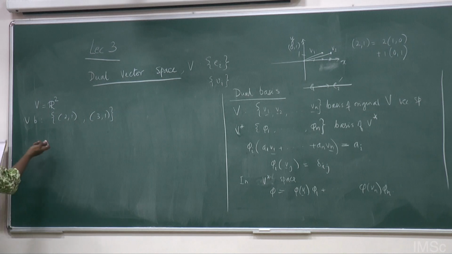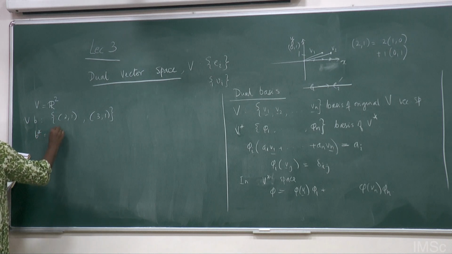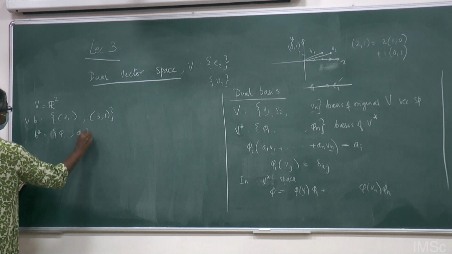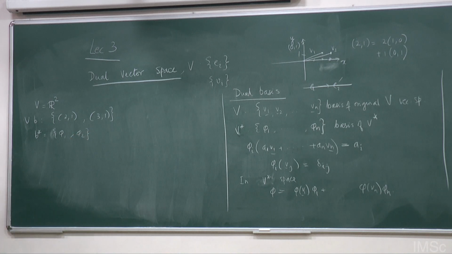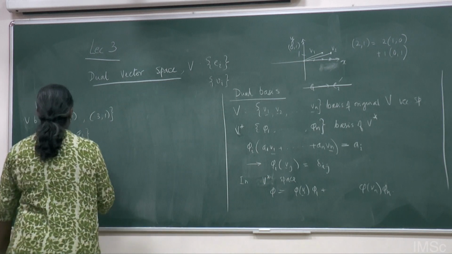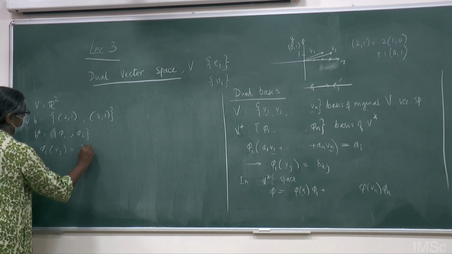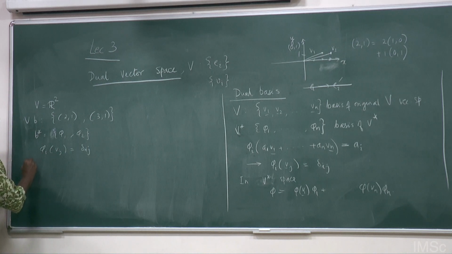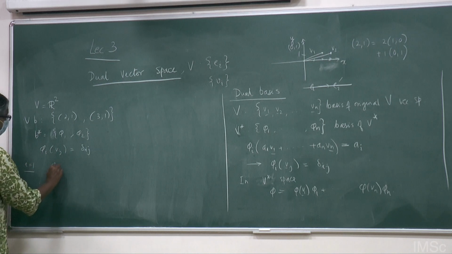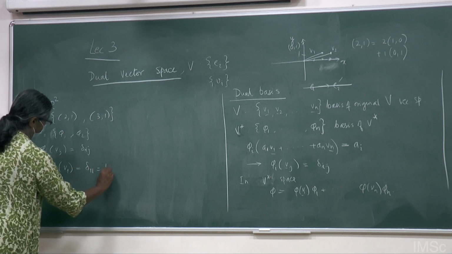Now I want to ask, what is B star? It will be equal to phi 1, phi 2, and what is this? So how do we find it out? We start out with this equation: phi i of Vj is delta ij. So let's start with i equal to 1. So phi 1, let's take V1, which will be delta 11, which is 1.